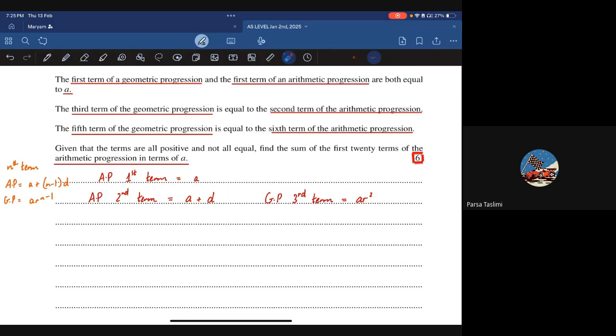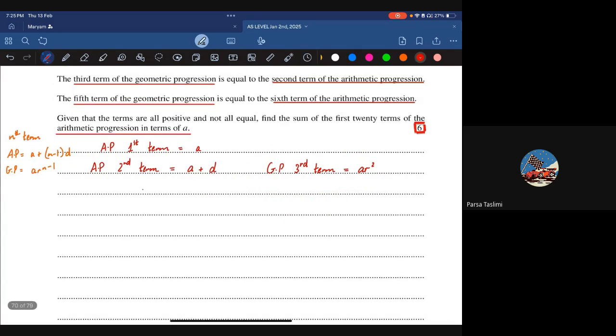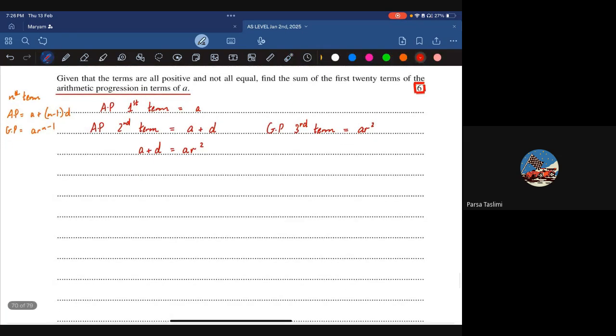So now what's going to happen? These two are going to be kept equal to each other because they are equal. So you're going to have A plus D is equal to AR squared. Clear? And why did we write the second term of the arithmetic progression as A plus D? Because A is the first term. If you add the common difference, you get the second term. Simple as that. Now I'm going to leave it till here. Let's consider this my first equation. I'm going to try and solve it simultaneously.